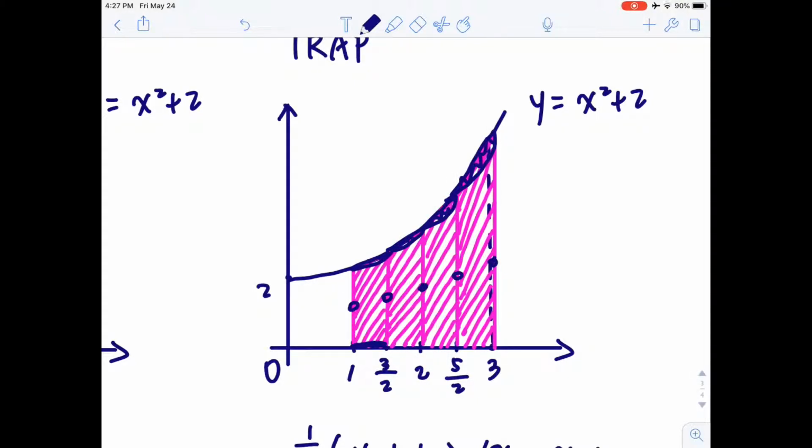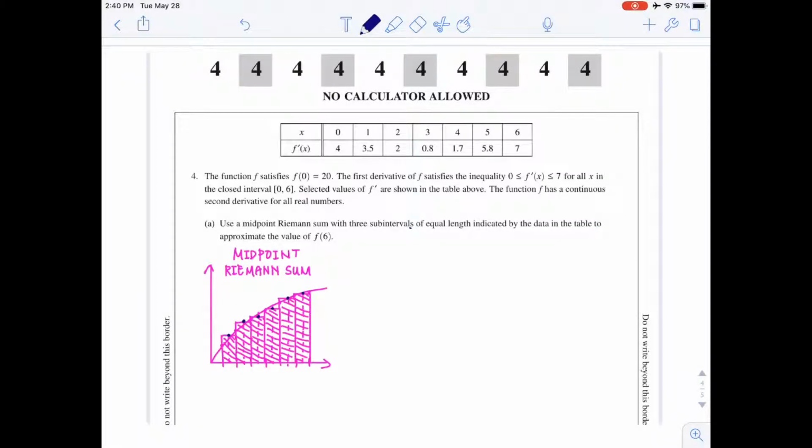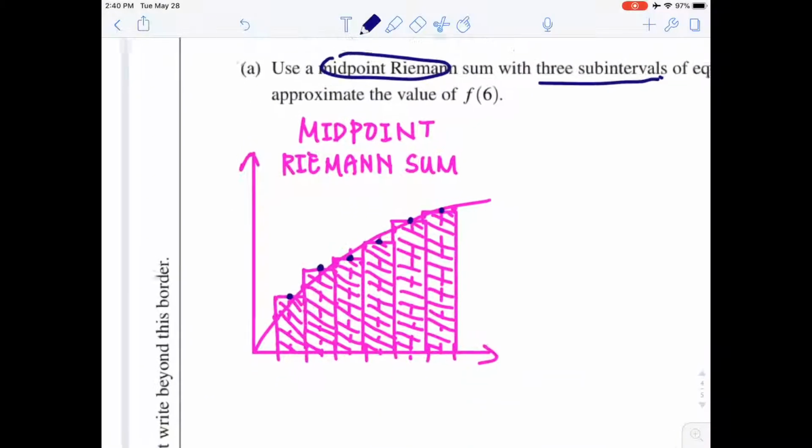Let's take a look at this AP free response question. Besides the more common REM, LEM, and TRAP, we have another way of solving Riemann sum, which is the midpoint Riemann sum, which has been rarely tested on. However, part A of this FRQ requires us to use midpoint Riemann sum with three subintervals to determine the area under the curve. Let's look at this graph.